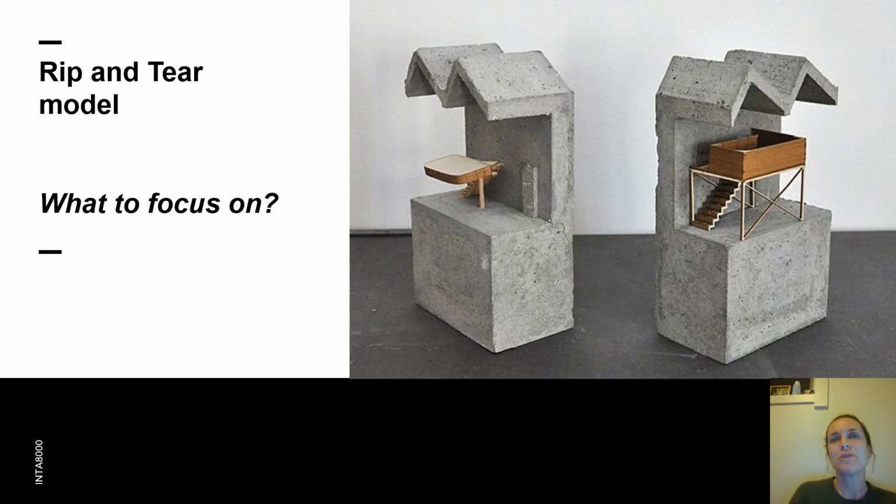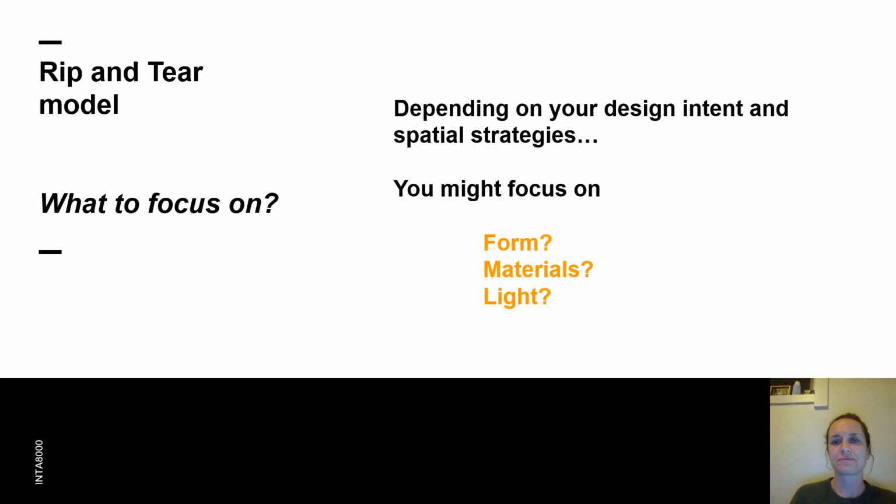So how do you express these spatial relationships, both by form and through materiality? Again, depending on your design intent and your key spatial strategies, your model might focus on form, it might focus on materials, it might focus on light. It could be a combination of these three. It all depends on your design idea and the spatial expression of this idea.